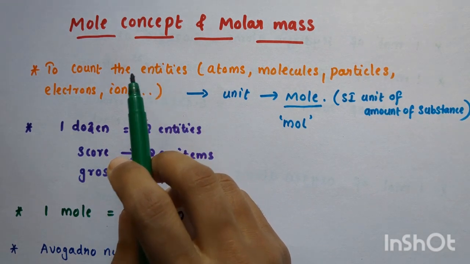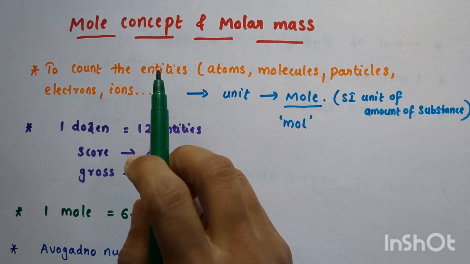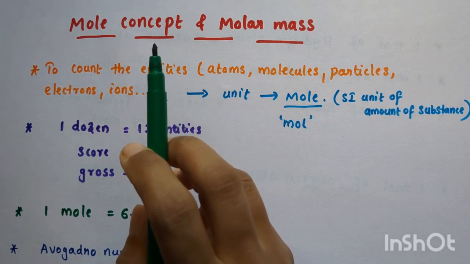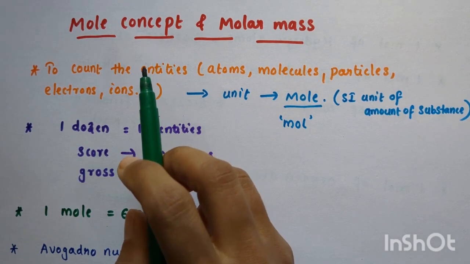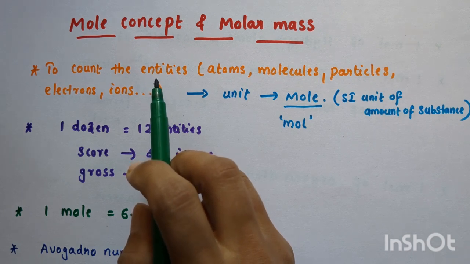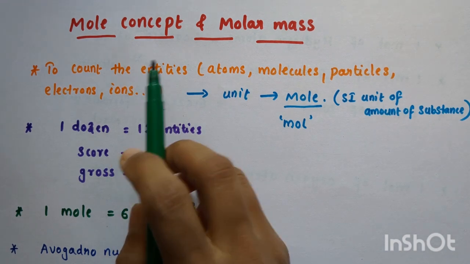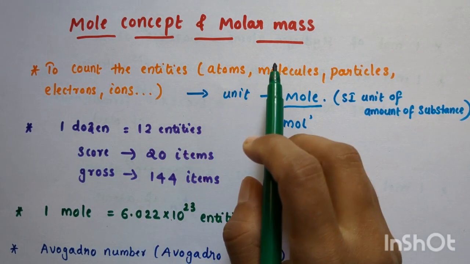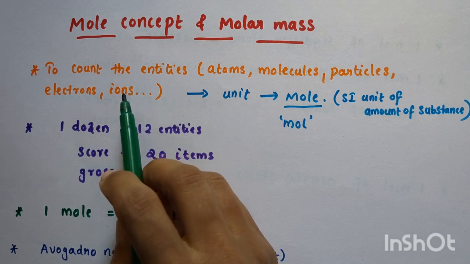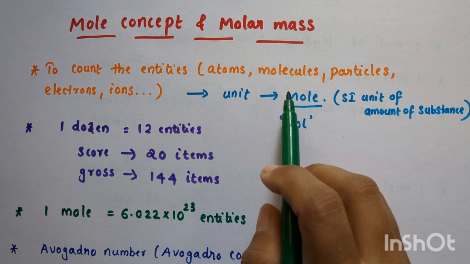You see, we know that atoms and molecules are extremely small in size. And if we consider a very small amount of any substance, for example the tip of this pen, there will be a very large number of atoms or molecules present in it, which we can't even count in a normal way. So, to count the entities, which can be atoms, molecules, particles, electrons or ions, that is, to count the entities at the microscopic level, we use a convenient unit which is mole.